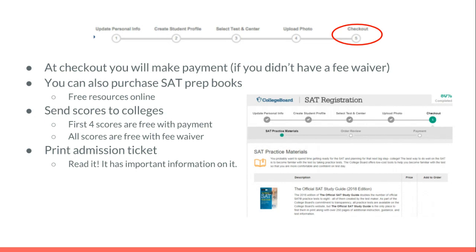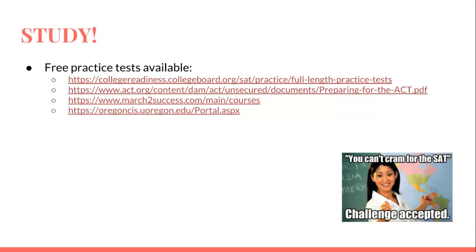Make sure that you print your admissions ticket and read it. It has a lot of important information on it, things that you should bring and shouldn't bring, when you should arrive, all of that important information. So make sure that you study. Again, there are free practice tests available. There are practice tests through College Board and through ACT. There are also March to Success and Oregon CIS that has college prep exams as well. So make sure that you are looking at those and study for the SAT to do your best.